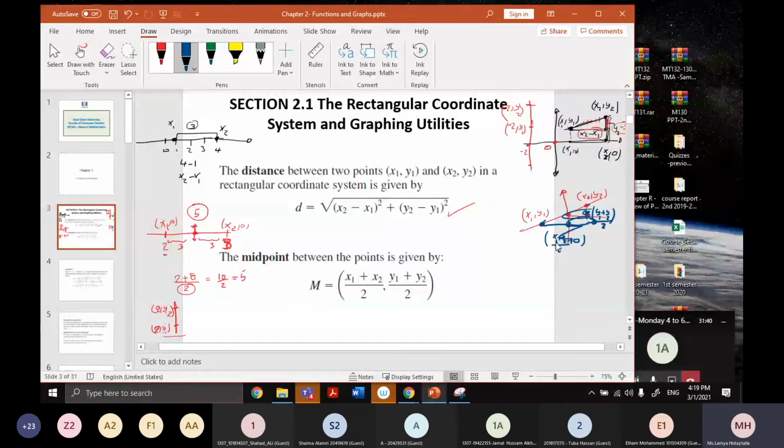Anyway, to get the point in the middle, how can we get it if we have any 2 points here and here? Just add x values and divide over 2, and for the y value y1 plus y2 and then over 2. Okay, so this will give us the point here in the middle between these 2 points. Okay, so x1 plus x2 over 2 and y1 plus y2 over 2.